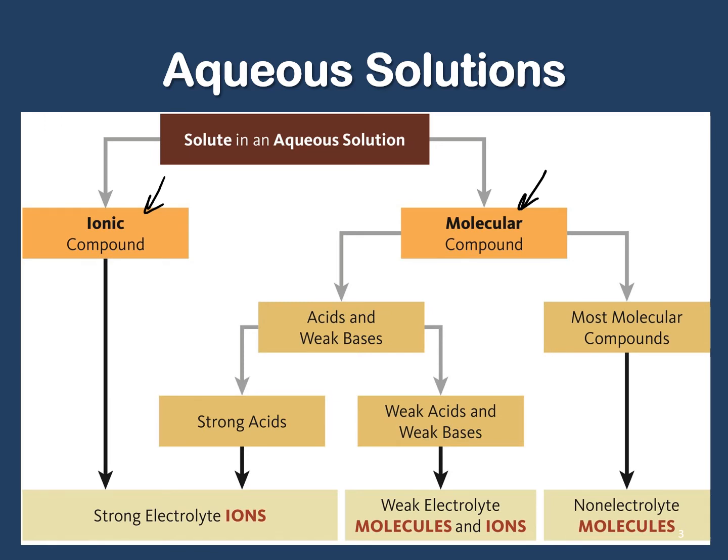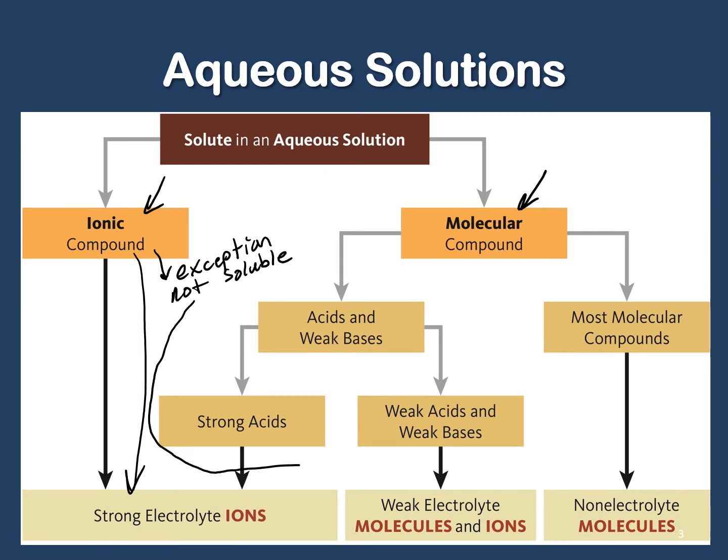After you know it's an ionic compound, pretty much all ionic compounds are strong electrolytes. There is one exception, and that is if it's not soluble. So our ionic compounds have to be soluble in order to be strong electrolytes. If our ionic compound is not soluble, then it's not a strong electrolyte, but it's still an electrolyte. It's just a weak electrolyte. We'll talk about how to determine whether an ionic compound is soluble or not in just a second. But if it isn't a soluble ionic compound, it's going to be considered a weak electrolyte. If it is a soluble ionic compound, it's a strong electrolyte.